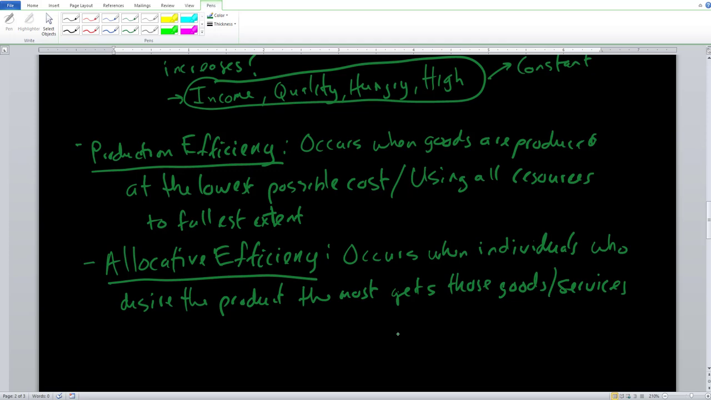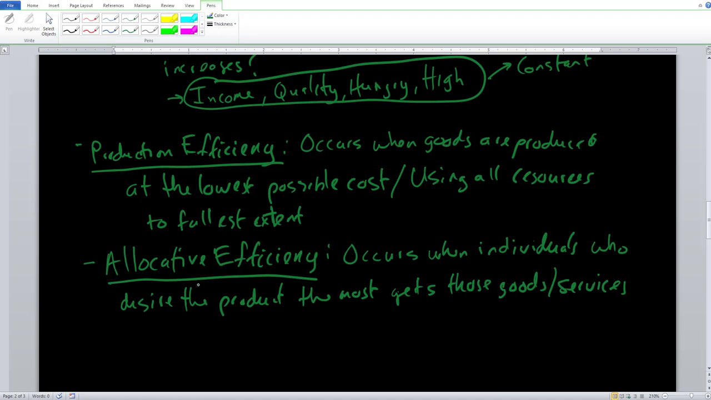And in order for us to have efficiency in general, we need to have both production and allocative efficiency at the same time. There can be some instances where we have production efficiency, but not necessarily allocative efficiency. And once again, we'll take a closer look at that in chapter number 2 once we introduce our model.